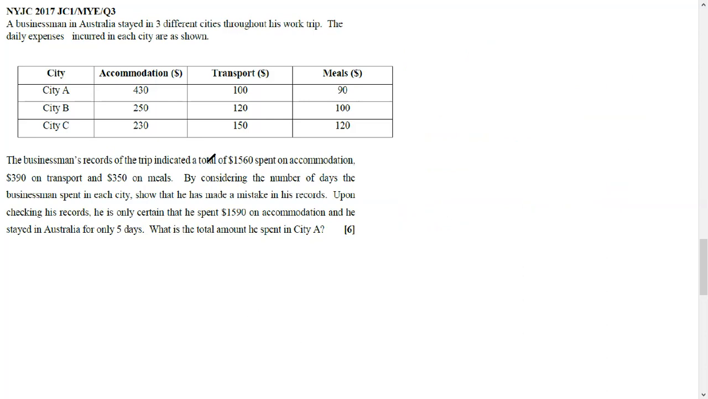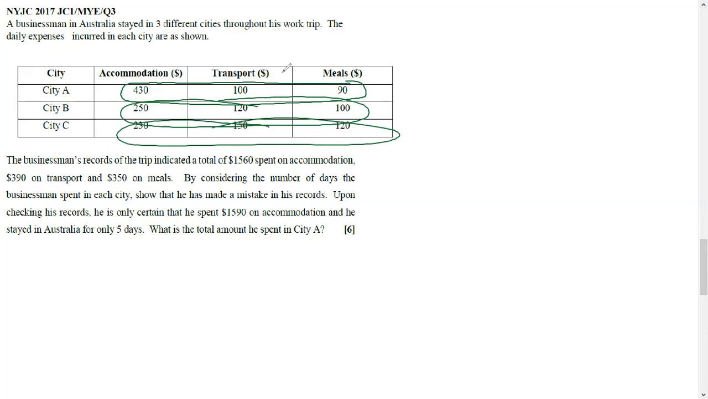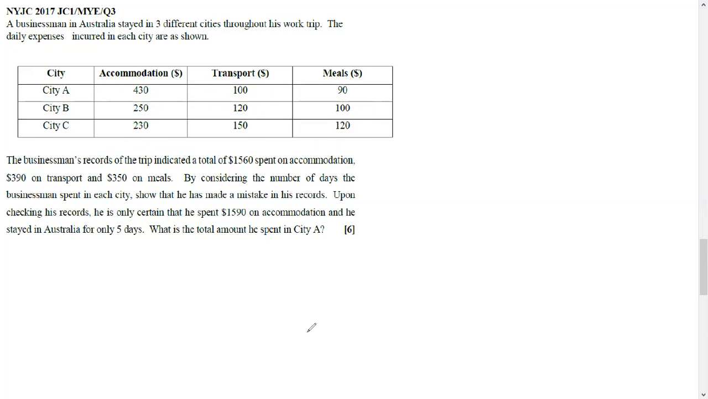So quickly let's look at this question. We have a businessman in Australia who stayed in 3 different cities throughout his trips. Daily expenses incurred for each city are shown: accommodation, transport, meals, city A, B, and C. So be careful over here to read this. We have to look at it: is it in column or in horizontal? That's the very first question that you need to ask yourself. So you have to read it in horizontal because city A, city B, and city C.